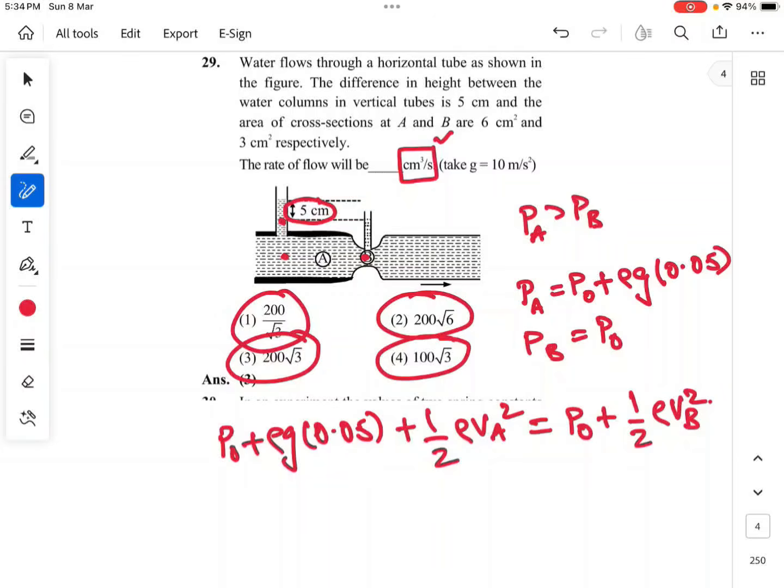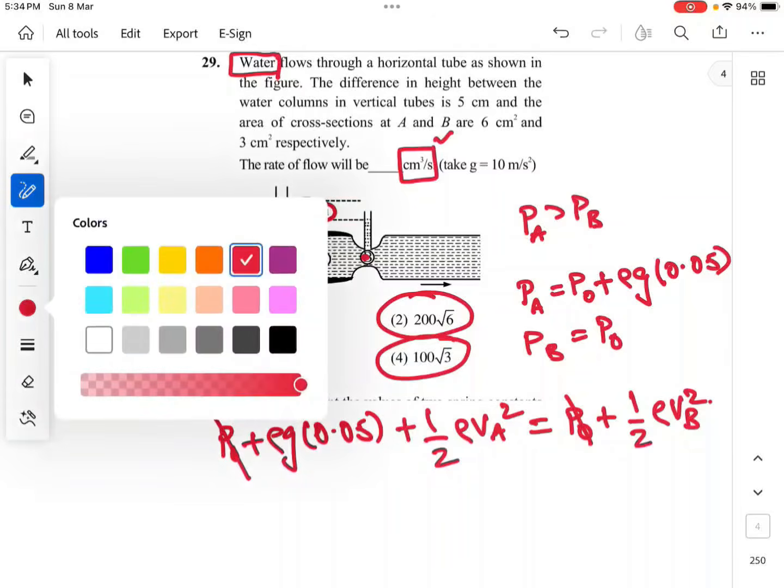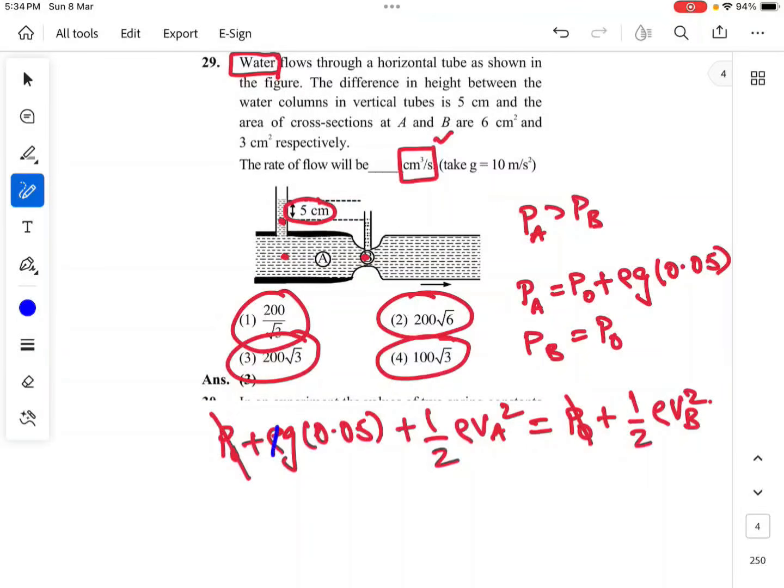So here you can cancel off P naught anyways. After cancelling P naught, rho also will get cancelled. So even if the question doesn't mention that it is water, still the answer would be the same, because the answer will not depend on the rho.